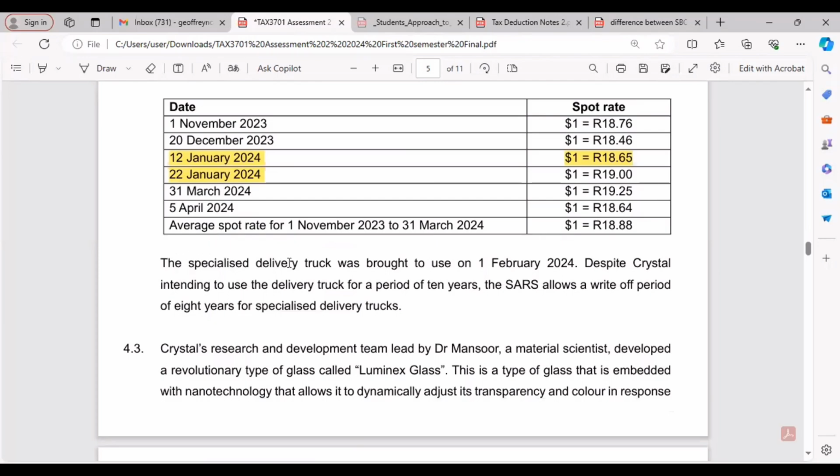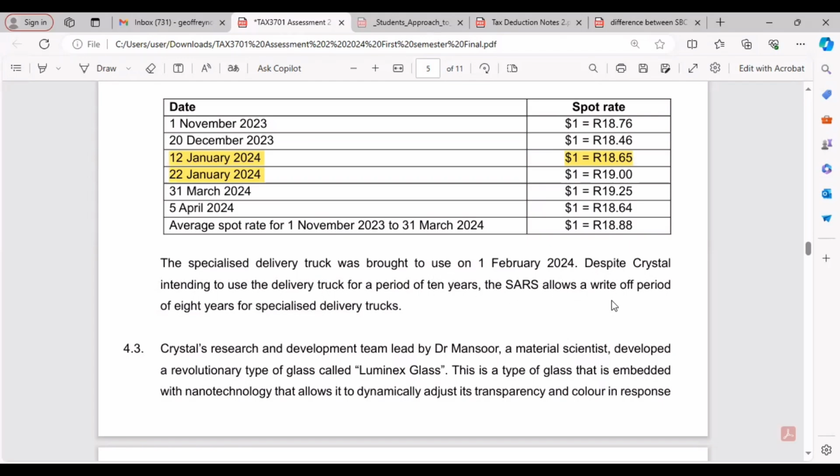The specialized delivery truck was brought into use on 1 February. I always tell you guys, especially in accounting, that for SARS, we use brought into use date. Today I'm doing tax, we always use the brought into use date. That's when you start to claim the wear and tear, right? So from 1 February 2024, we claim the what? Wear and tear. So in the current tax assessment year, how many months are we claiming the wear and tear for? 2 months, February, March. Thank you. Despite Krista intending to use the delivery truck for a period of 10 years, that's for accounting.